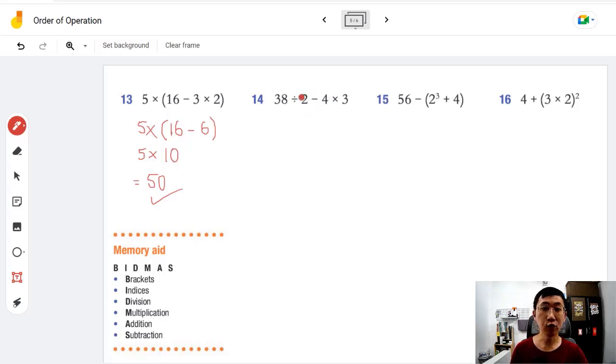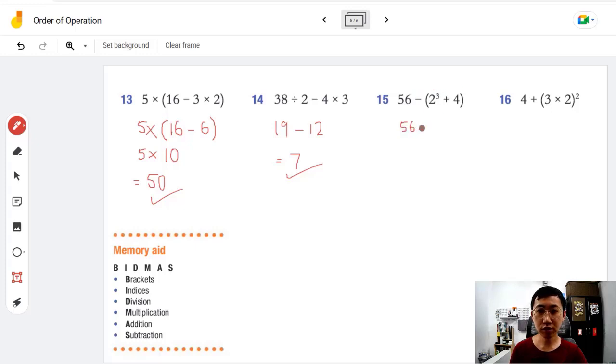Now I can see divide, minus, and multiply. So go ahead, follow the ranking and do divide first, okay? So 38 divided by 2, that is 19. Minus, you copy back. Now do 4 times 3. So 4 times 3 is 12. And then you're going to solve this. 19 minus 12, that is going to get you 7.